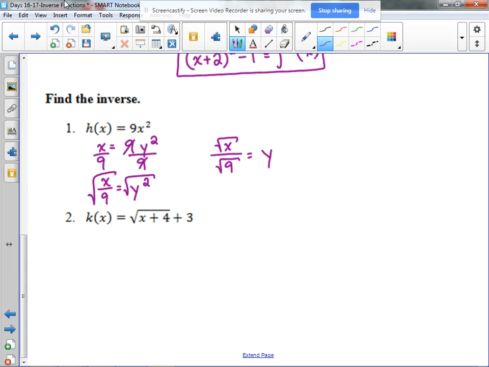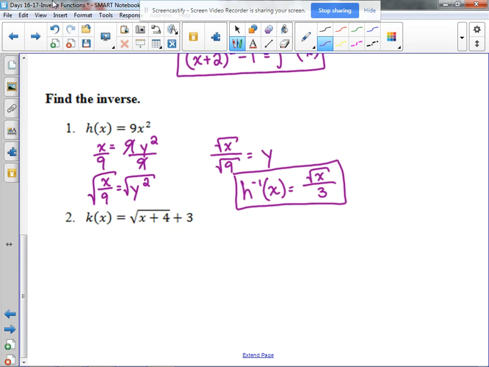Nine is a perfect square, so we can take its square root. So we've got the square root of x over 3. Now, it doesn't matter which side you write the inverse notation on, whether it's the left side or the right side. Technically, the way that I was working this out, it should be on the right side, but it really doesn't matter. We just traditionally put the notation first, and then we put the equation on the other side. So don't let that trip you up.